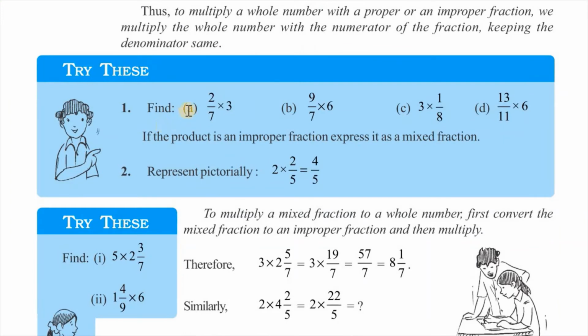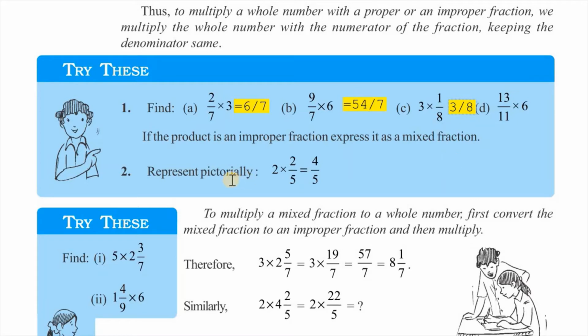Now let us try these. 2 by 7 into 3. So this is equal to 6 by 7. Next we have 9 by 7 into 6. So this is equal to 9 into 6, that is 54 by 7. Finally, we have 3 into 1 by 8. So this is equal to 3 by 8. You can do the last one.